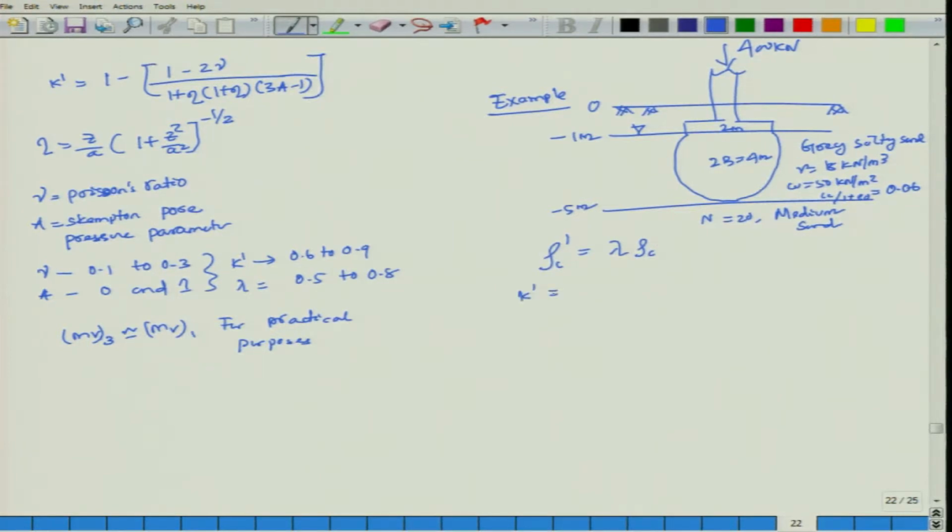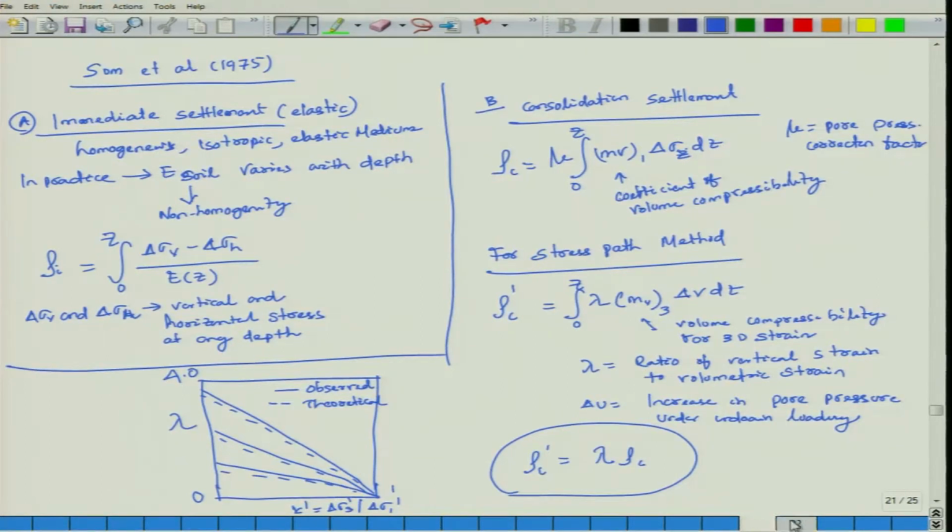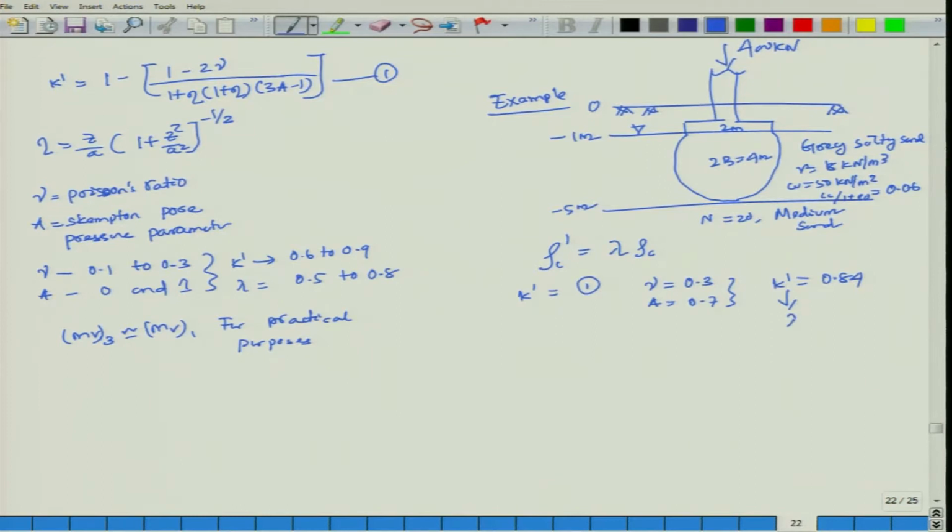So k prime you can find from equation 1. For this case, assume Poisson's ratio is 0.3 and the pore water pressure parameter A is 0.7. From there k prime comes out to be 0.84, and from there you can find lambda is equal to 0.6, and from there rho c prime is equal to 0.6 into 43.4.